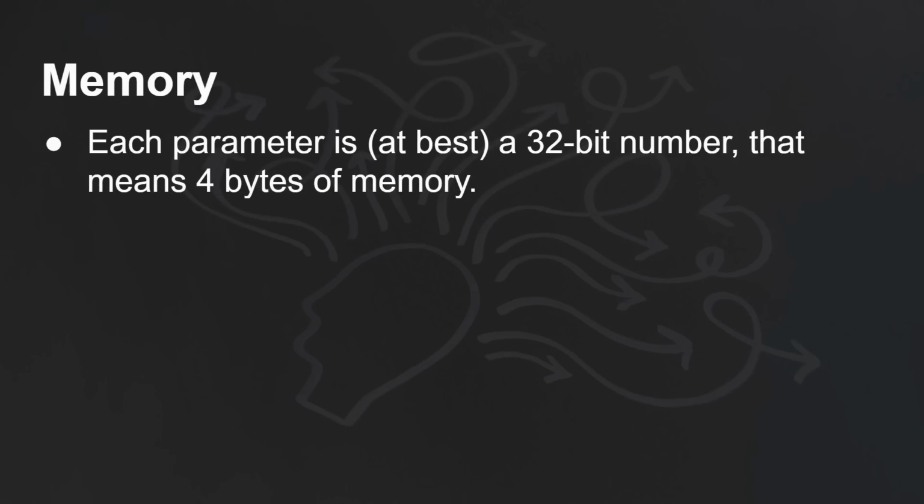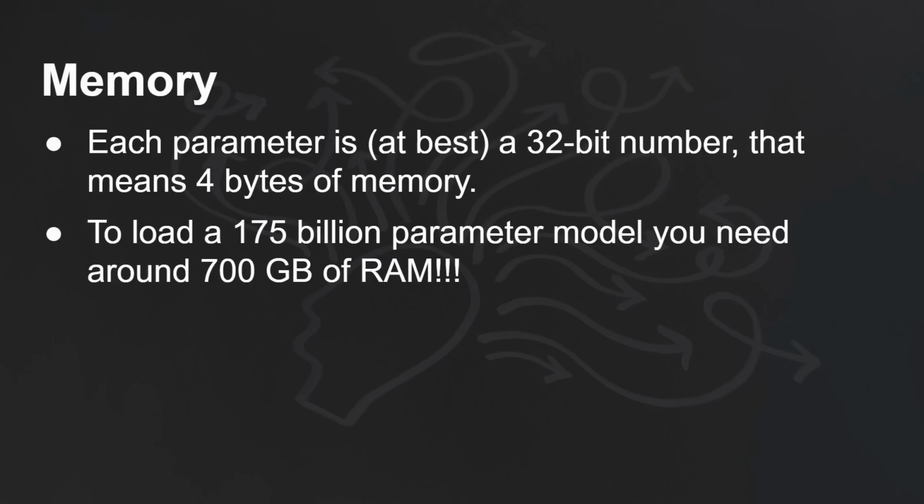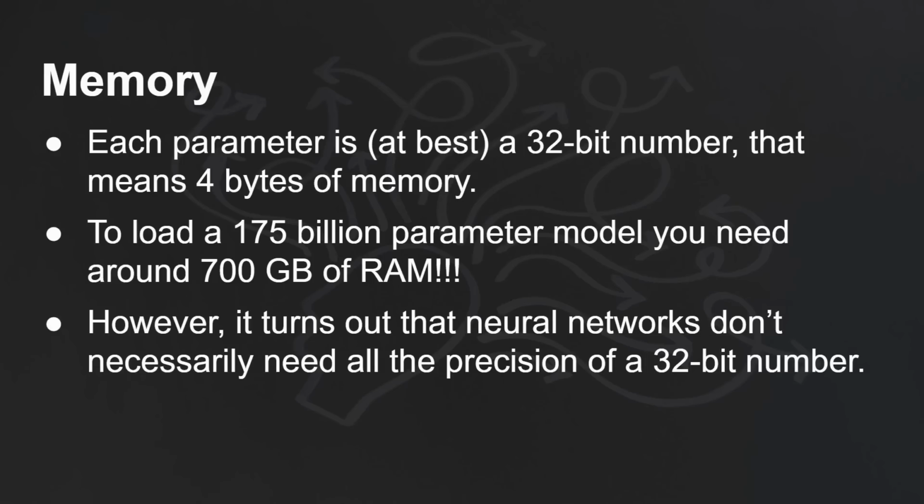Now each parameter, the weight and the biases we were talking about, at its best is a 32-bit number. So that's 4 bytes of memory. So to load a 175 billion parameter model, you're going to need around 700 gigabytes of RAM. You probably don't have that in your PC. I certainly don't. However, it turns out that neural networks don't necessarily need all the precision of a 32-bit number.